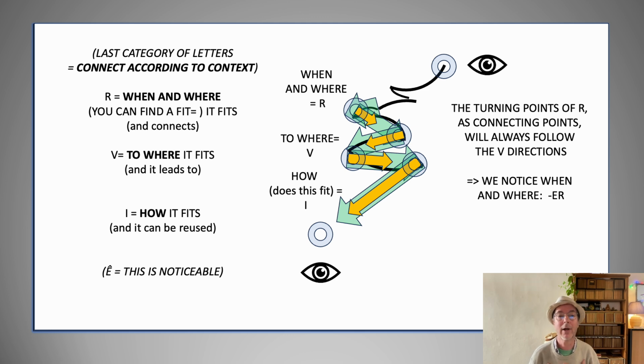So basically, when we found this definition, we finally have it. Thanks to the general context, we have it. And then we know with the R when and where there is a connection of change, of turning point. With V, we know to where it also fits and where it leads to another direction. And with E, we know how it fits. And it can be reused as well. So if the perspective is from another angle, it can be reused.